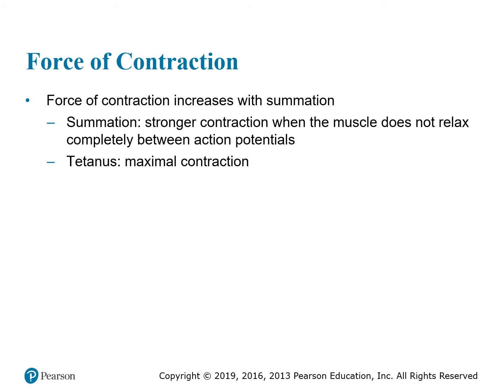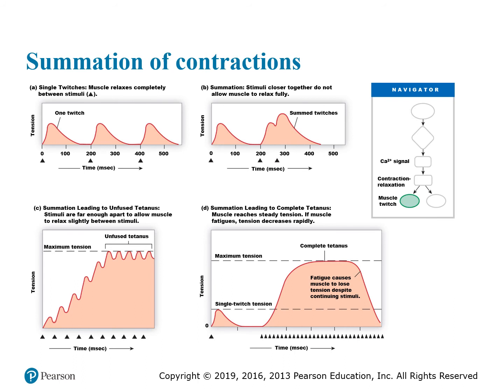And the reason why it's more forceful is because you're not giving your muscle enough time to relax. So it's not fully relaxed, and it goes ahead and starts another contraction. So definitely the force of the contraction is going to increase. And as I said, that's known as summation. Tetanus is when you have repeated stimuli or repeated action potentials, and again, your muscle is not fully relaxing and it reaches a maximal contraction. That's basically tetanus. Now, we actually have two types of tetanus.